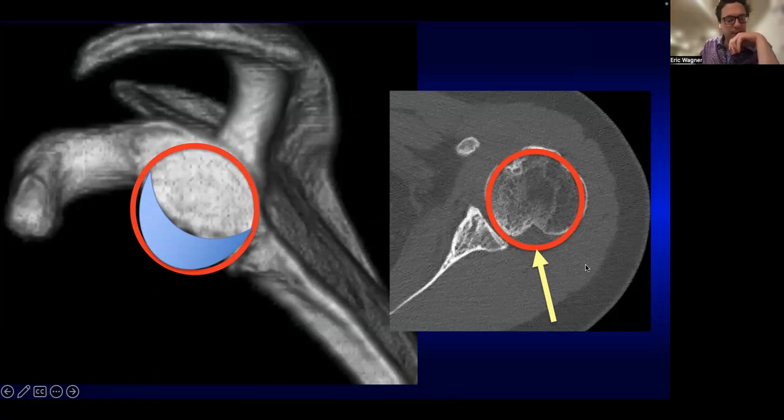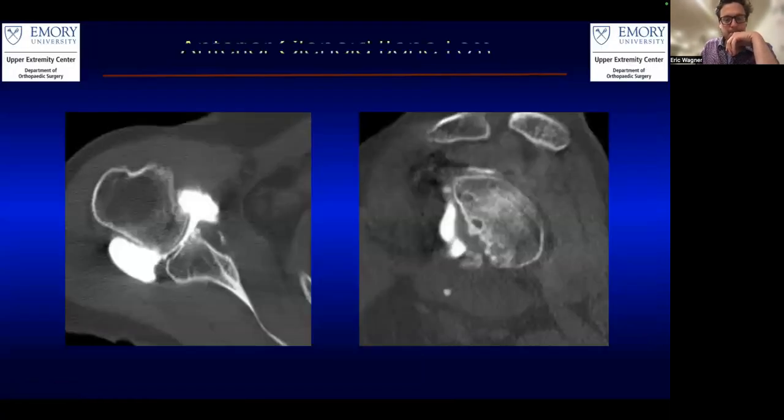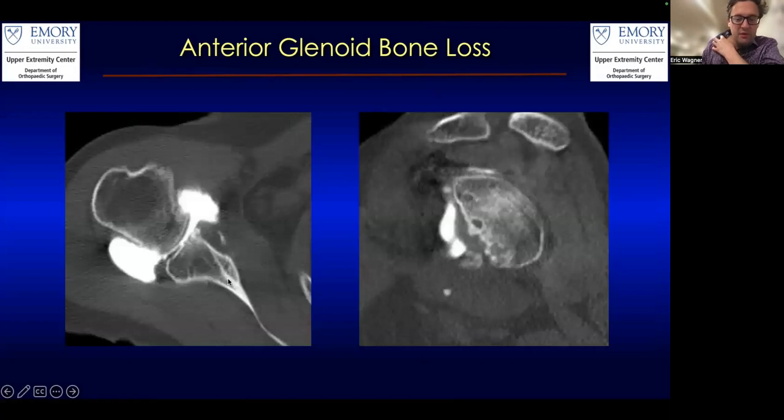And this anterior glenoid bone loss, there's lots of discussion on how to treat it, but nonetheless, recognizing it is important because if these people have it, they probably will not be treated without surgery.